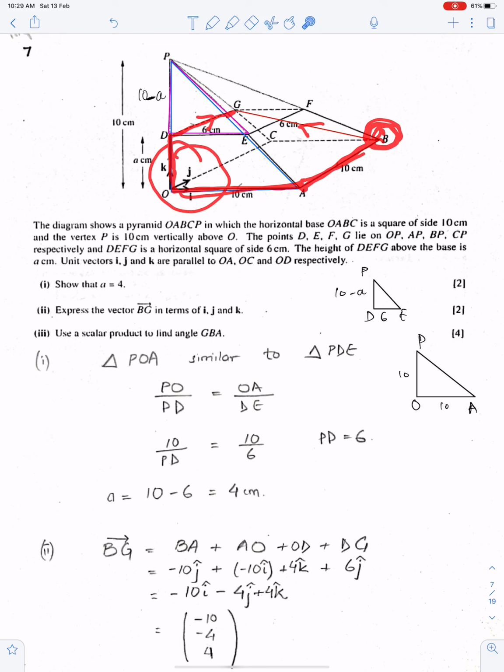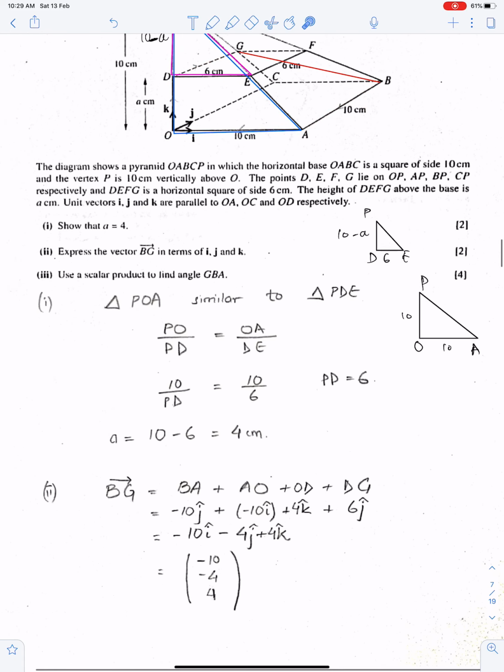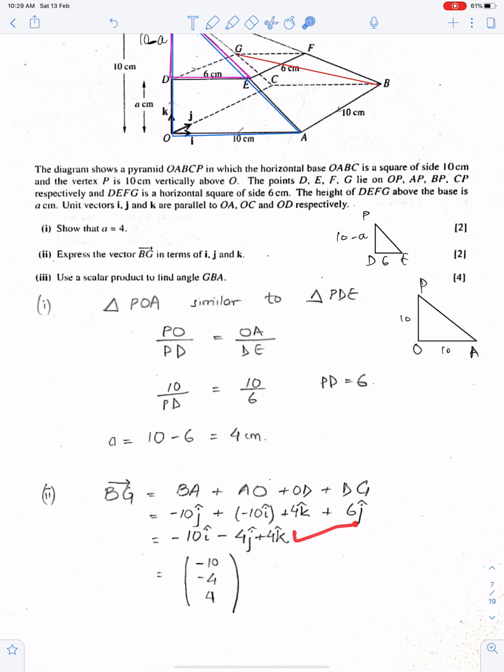So BG will be BA plus AO plus OD plus DG. And we have all the vectors. Since we are going in the opposite direction, this will be minus 10J, minus 10I. This is 4K, since A is 4. And this is 6J. So this is the answer in IJK form, in column vector form.